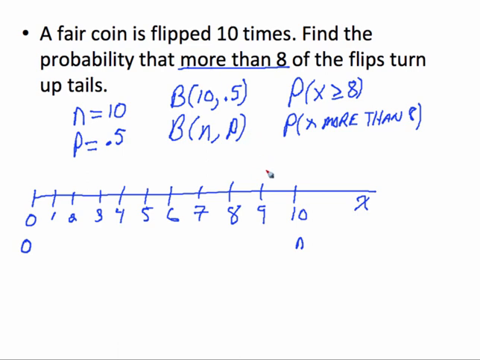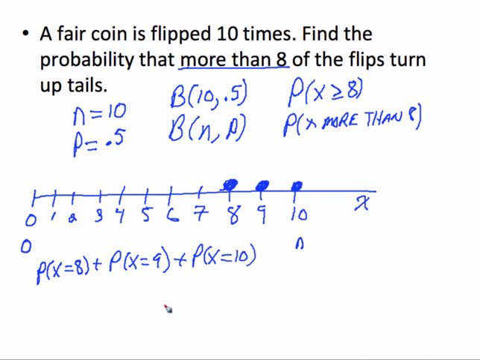So more than 8. So what would be more than 8? So let's think about that. That would be 9, and that would be 10. In other words, if I know those probabilities right there, then I'll know what the probability of x being more than 8 is. So to find that, what I need to do is find the probability of x being equal to 9 plus the probability of x being equal to 10. Okay, I need to add those probabilities together.